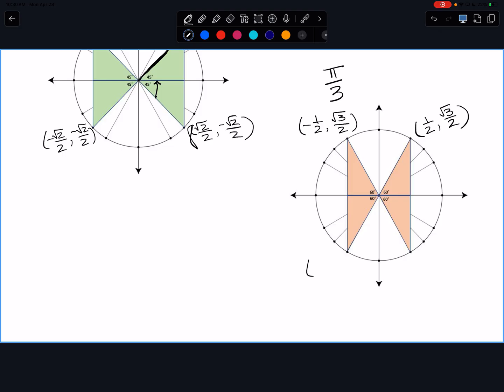Down here, we're going to negate both. And over here, we're going to have positive because we went right, then down. So it's positive 1/2, negative square root of 3 over 2.